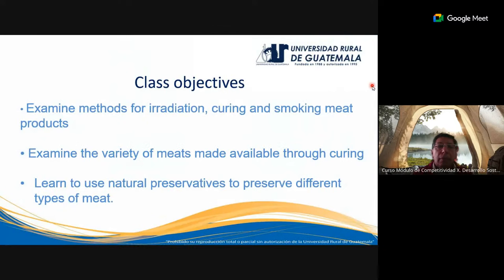We have our class objectives. The first one is examine methods for irradiation, curing, and smoking meat products. Second, examine the variety of meats made available through curing. Third, learn to use natural preservatives to preserve different types of meat. Let's continue.